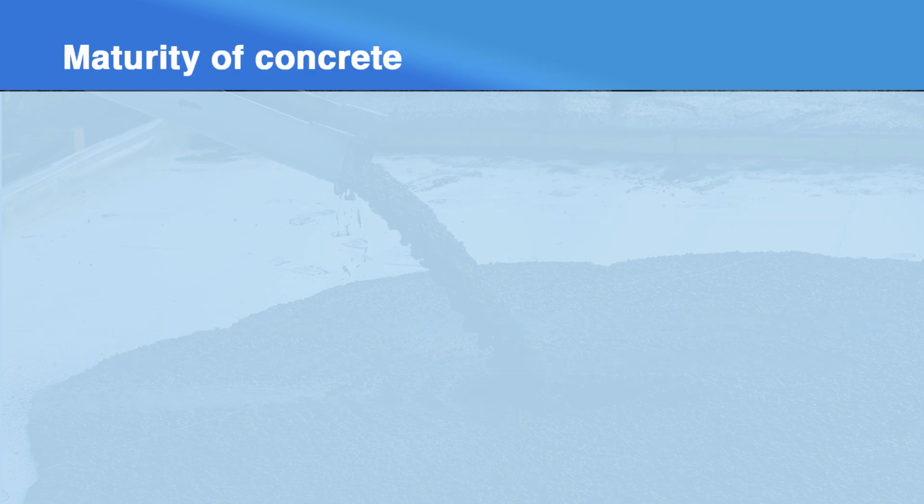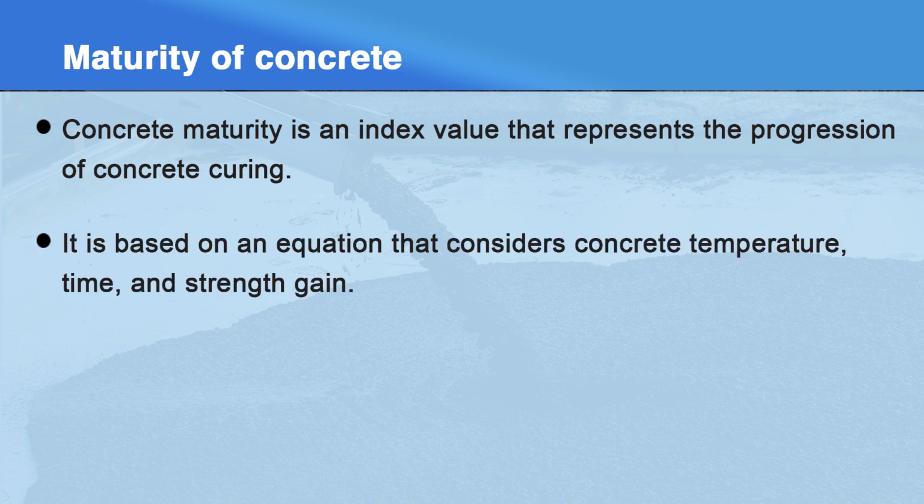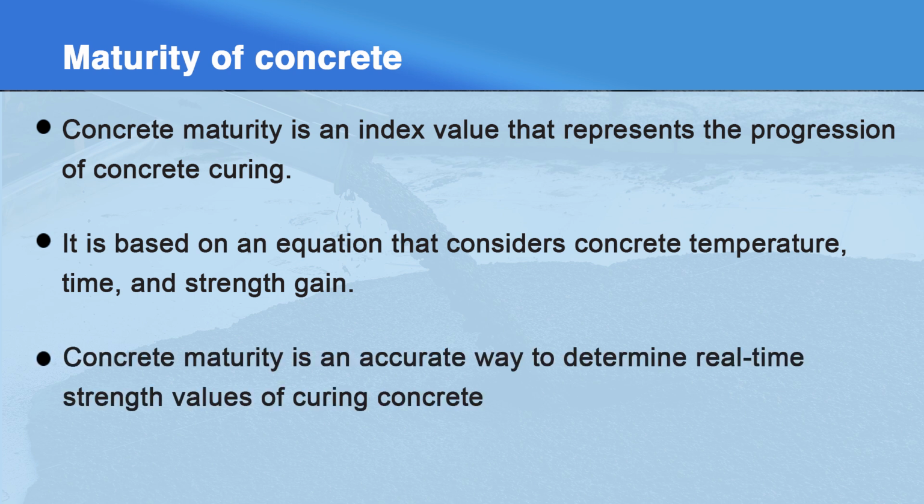Maturity of concrete. The concrete maturity is an index value that represents the progression of concrete curing. It is based on an equation that considers the concrete temperature, time and the strength gain. Concrete maturity is an accurate way to determine the real-time strength values of curing concrete.